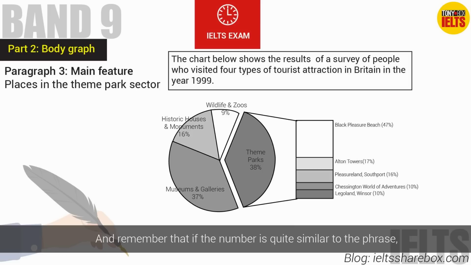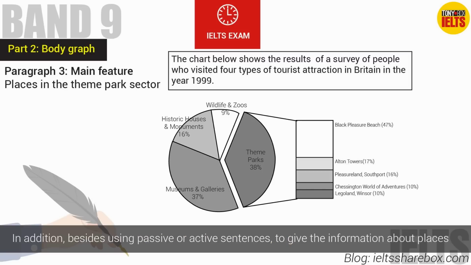And remember that if the number is quite similar to the phrase, don't forget to add some adverb with that phrase. For the higher data, you can use some adverb like more than, just over. And for the lower, you can use nearly, almost, just under. Or use about, around, approximately, roughly, for a general number.